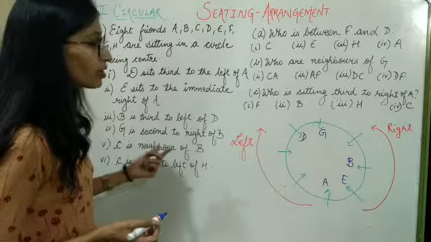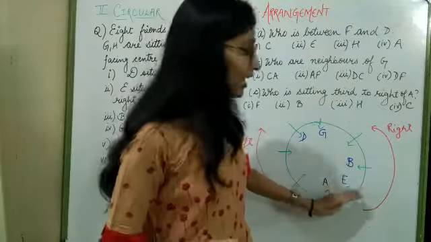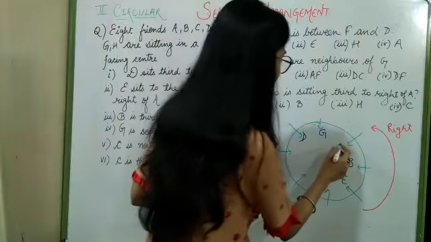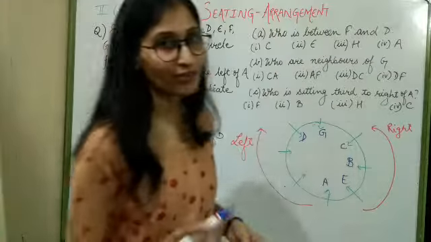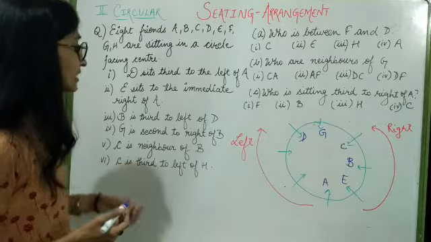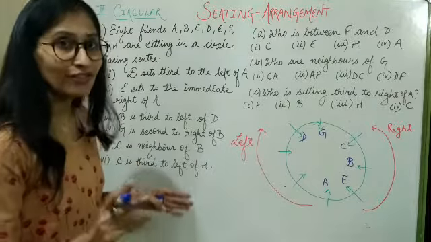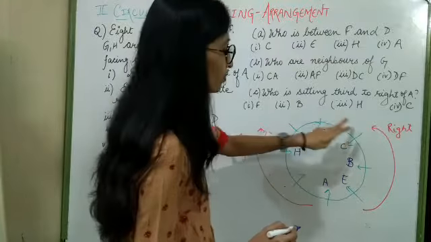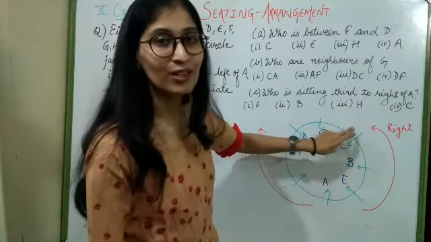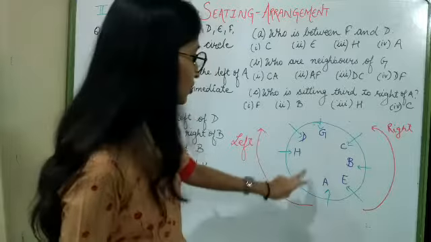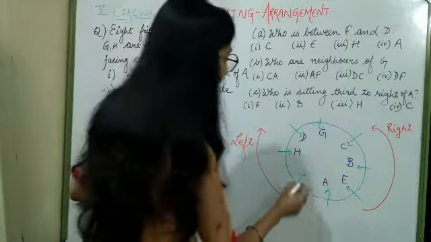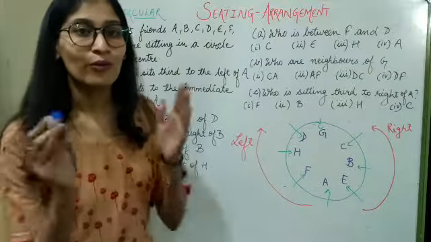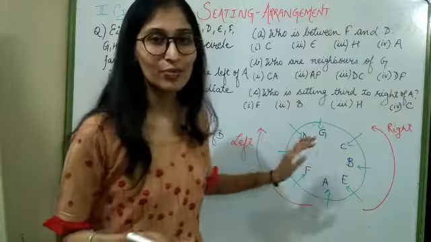Next, C is a neighbor of B. So see, on the left, E is already seated. So it is clear that C must be seated on the right of B. C is third to the left of H. Say I have seated H here. 1, 2 and 3. So C is third to the left of H. Only one position is left and this must be F. So this is how we are going to solve circular arrangements.